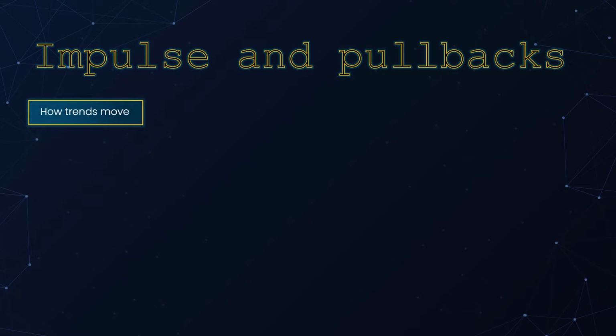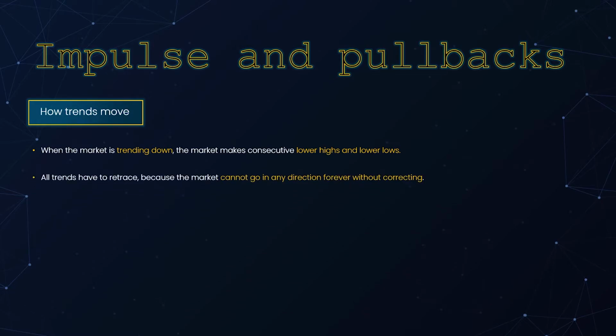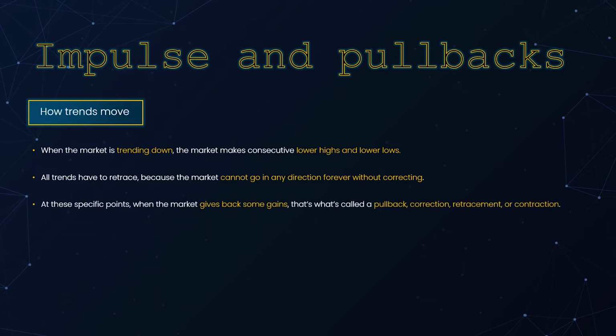So to understand what a pullback is, let's take the example of a downtrend. As we know, when the market is trending down, the market makes consecutive lower highs and lower lows. In all trends, there are going to be moments when the market is going to have to retrace, because the market cannot go in any direction forever without correcting. At these specific points, when the market pulls back to the previous low or any other important key level, that's what's called a pullback, correction, retracement or contraction. You don't have to remember all of them. If you remember one, that's fine.